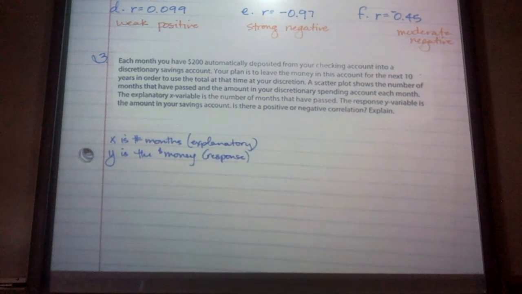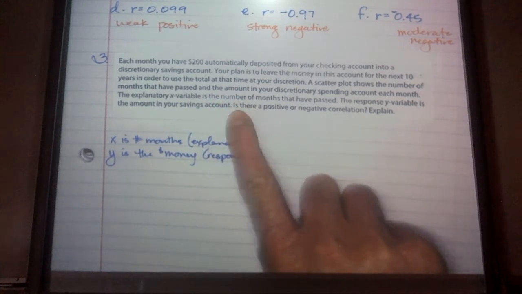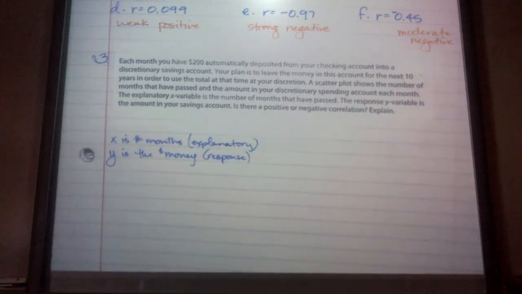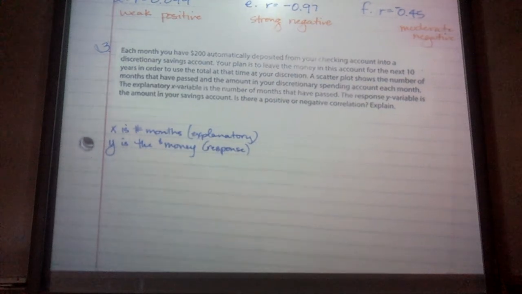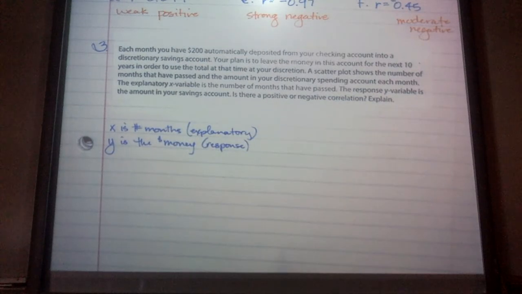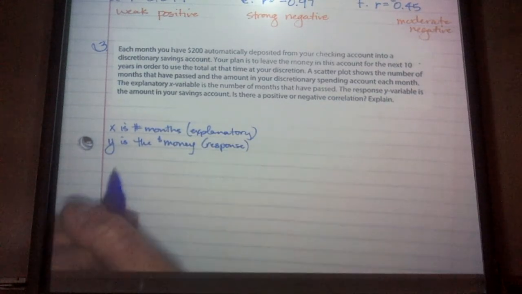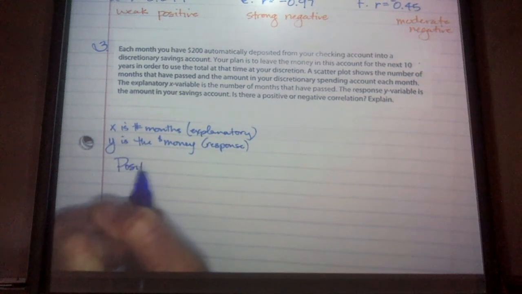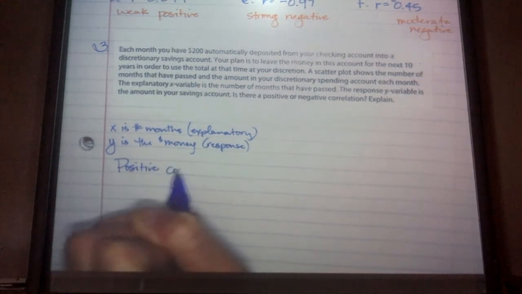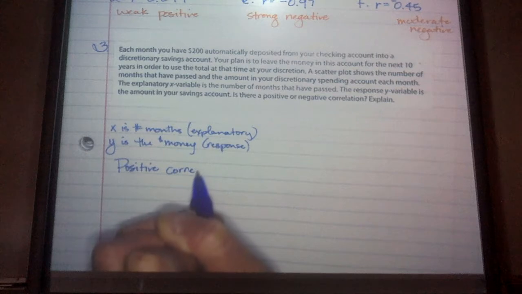And they're simply asking, does this have a positive or negative correlation? So that's all they want to know. Is it a positive or negative correlation? So if I'm depositing $200 in the bank every month, is the amount of money in my bank increasing? Yes. So the answer would be that this has a positive correlation because both amounts are increasing.